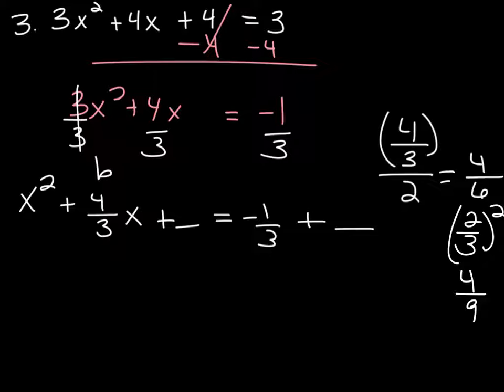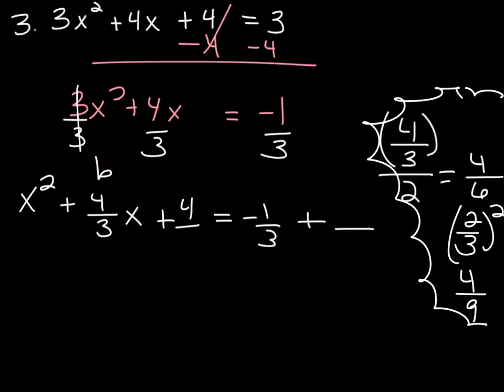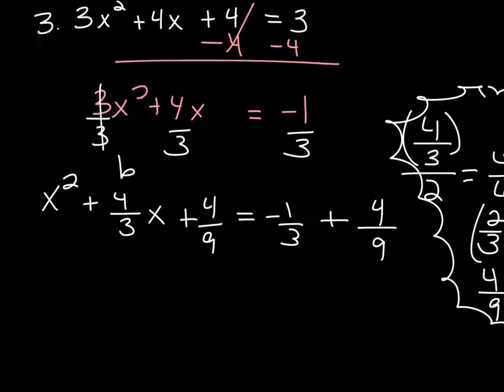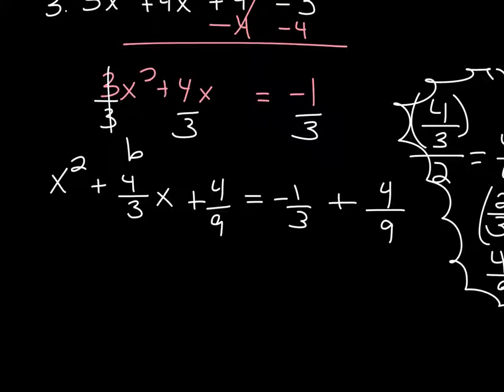So this whole little section here, you could do that all on your calculator if you're not comfortable with doing it in your head. So I'm going to add 4 over 9 on either side. And this allows me to factor my left side perfectly. So x and x, x and x. This is positive, meaning that my signs are the same. This is positive, so they'll both be positive.